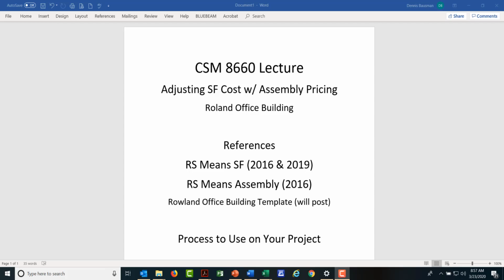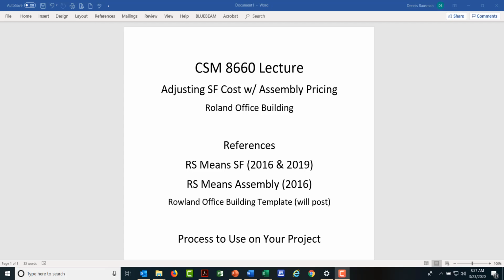Okay, this is going to be a little awkward today. I'm going to walk you through adjusting a square foot estimate from Means, and I'll show you how to find your baseline there to adjust that with assembly pricing, which is the process that I want you to do on your project, okay?